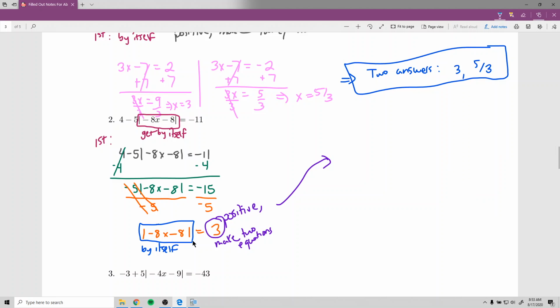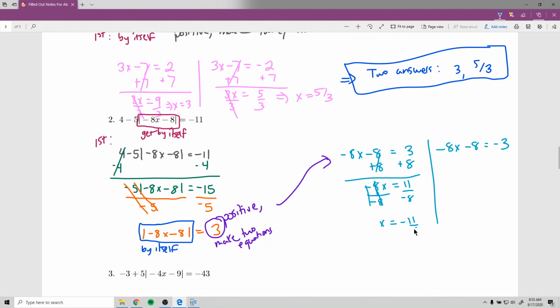And so we set the inside, -8x minus 8 equals 3, the number, and -8x minus 8 equals the negative of the number, and solve each one of these. Right, so we add 8 to each side, we get -8x equals 3 plus 8 is 11, and divide by -8. And we got x equals -11 over 8. That doesn't simplify.